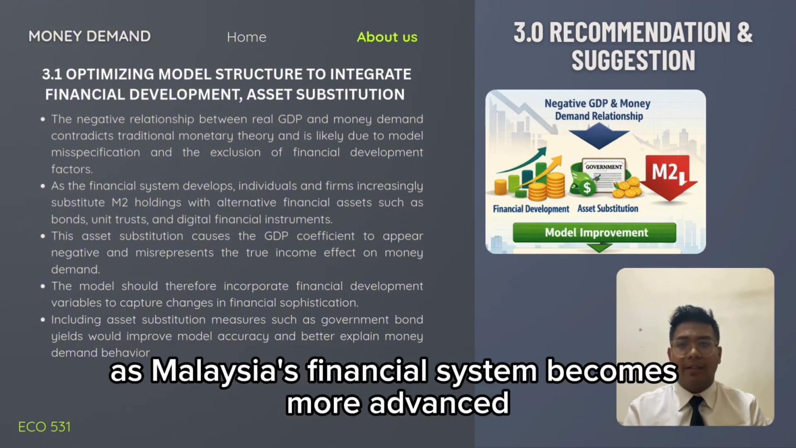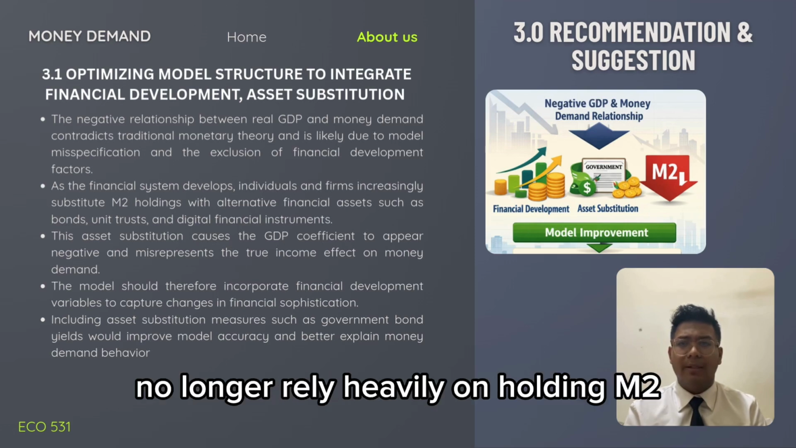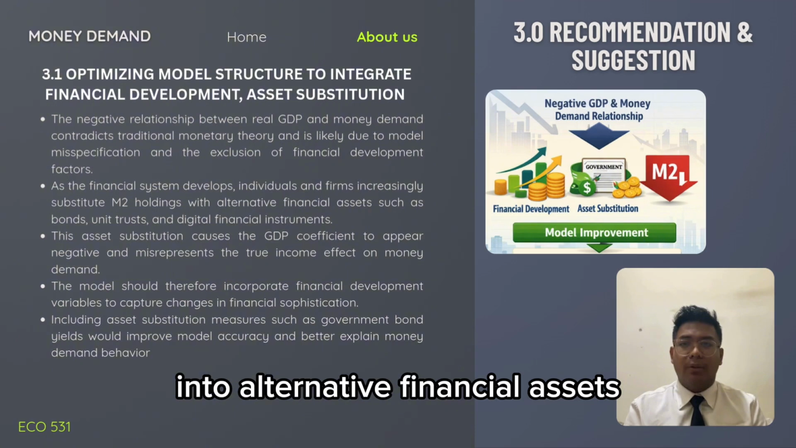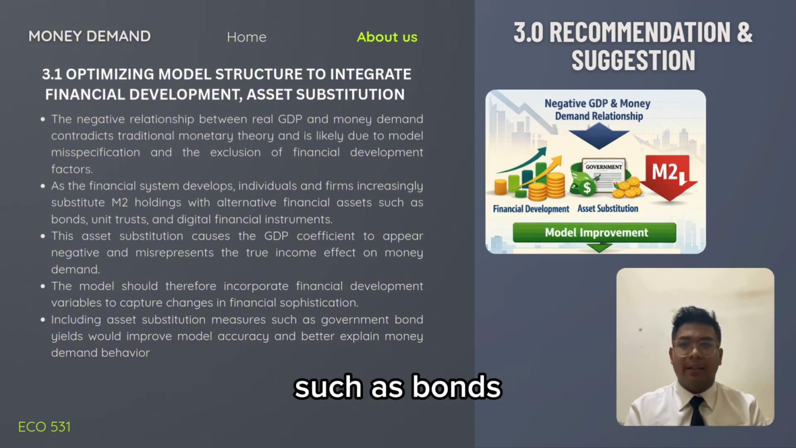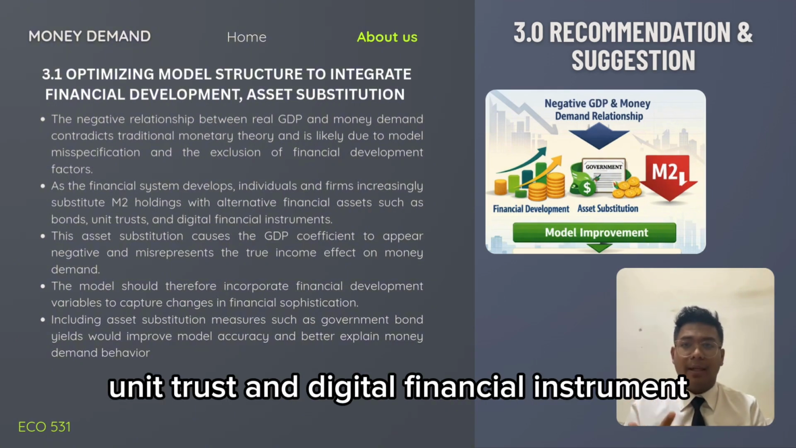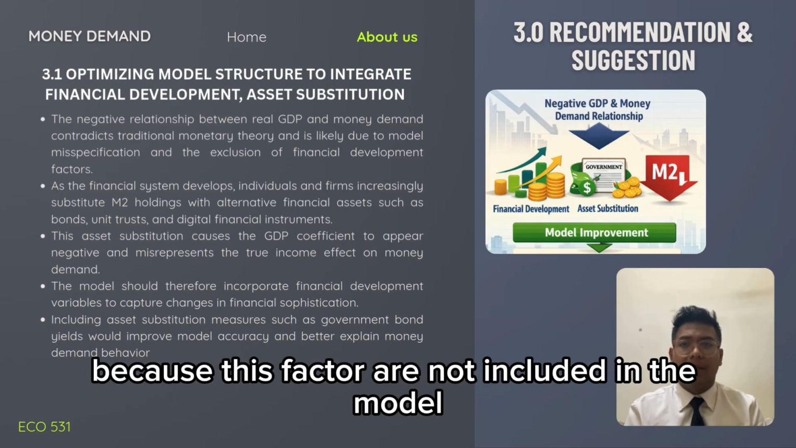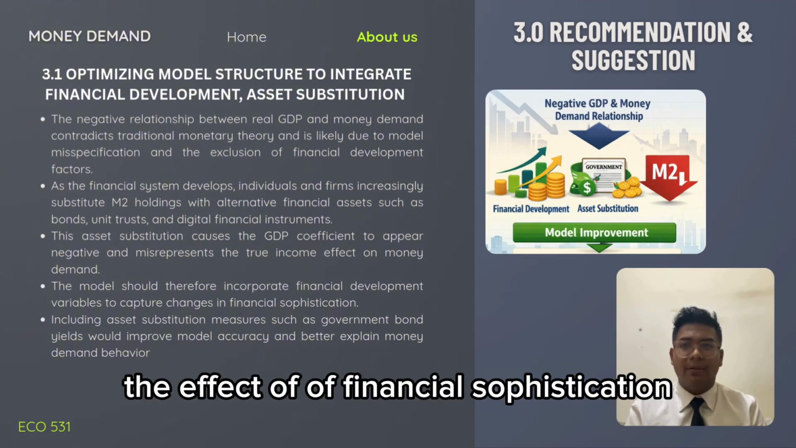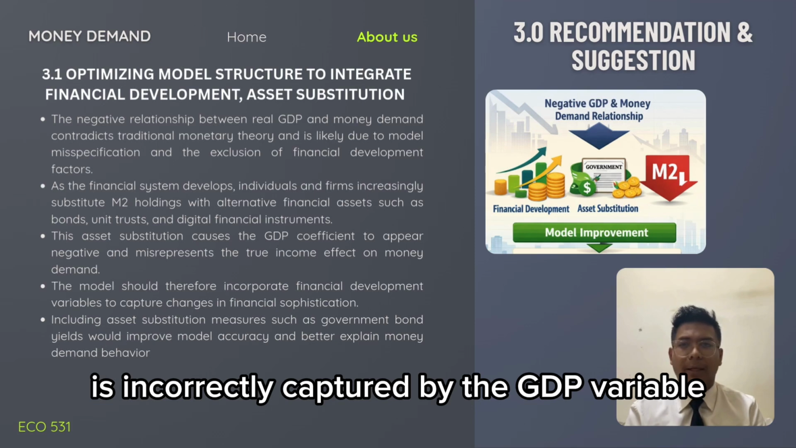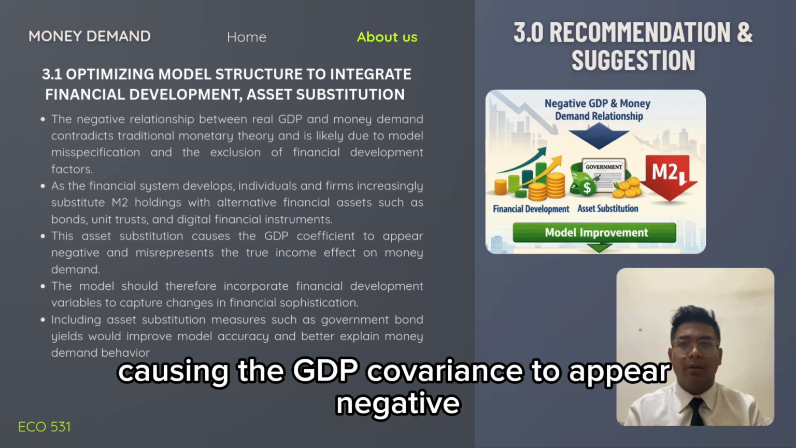As Malaysia's financial system becomes more advanced, individuals and firms no longer rely heavily on holding M2. Instead, they shift their wealth into alternative financial assets such as bonds, unit trusts, and digital financial instruments, which offer higher return or greater convenience. Because these factors are not included in the model, the effect of financial sophistication is incorrectly captured by the GDP variable, causing the GDP coefficient to appear negative.